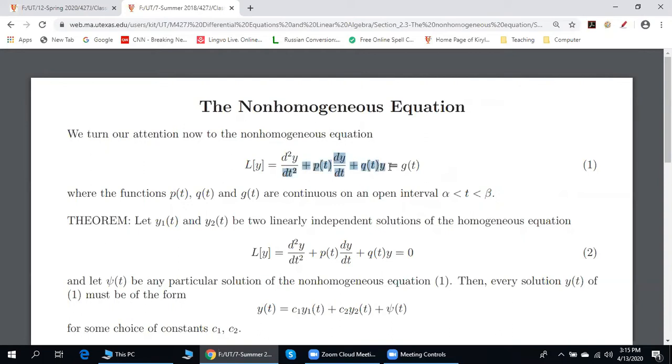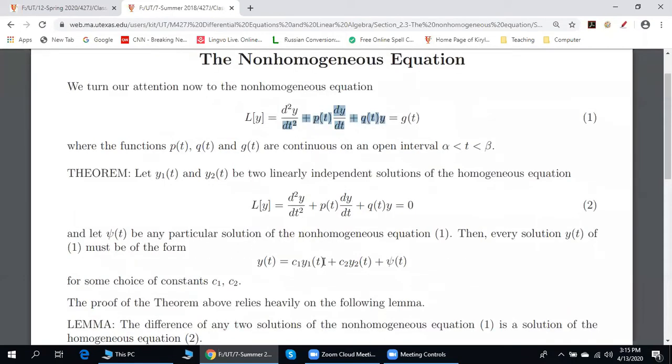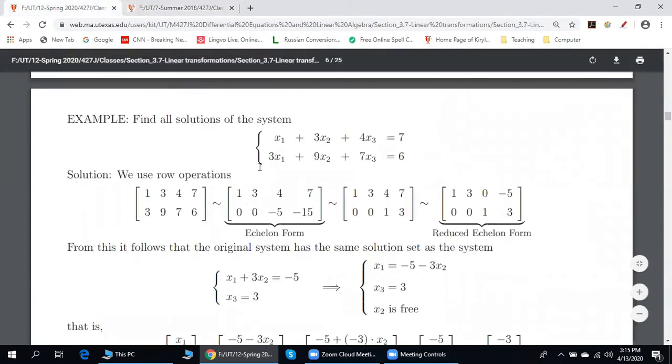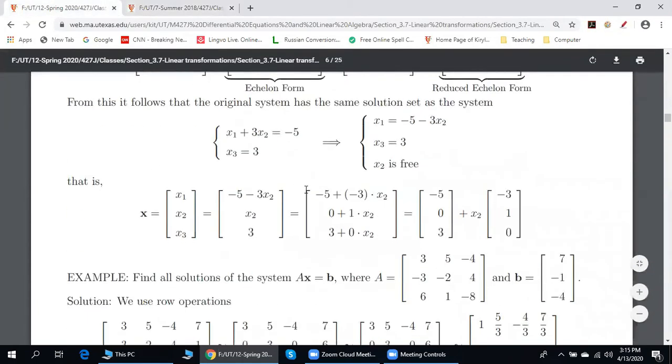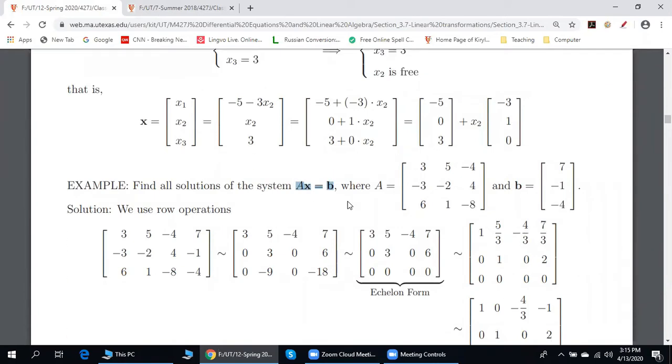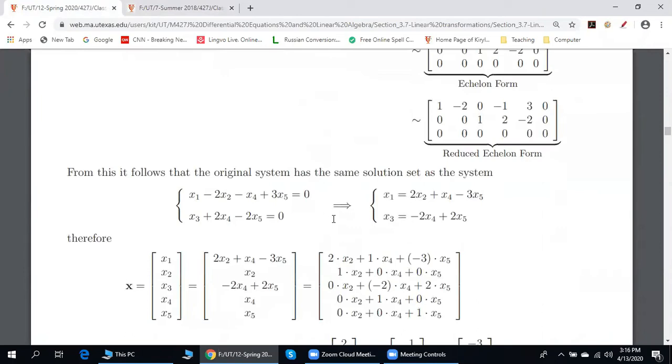Since the left-hand side of our differential equation is a linear operator, the general solution of such an equation has this structure. Similarly, I am about to show that the left-hand side of our matrix equation is a linear operator. And this is exactly what I am about to discuss.